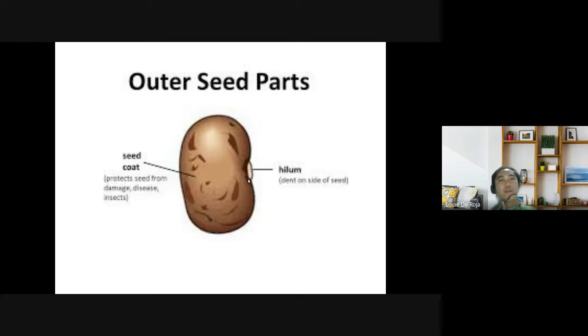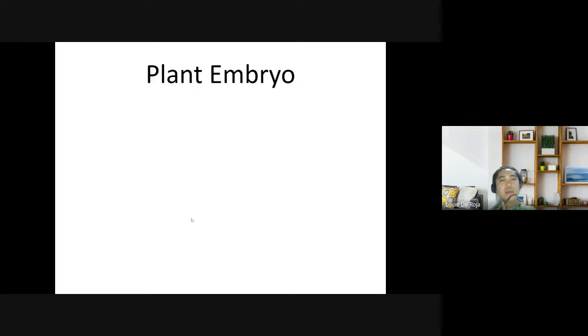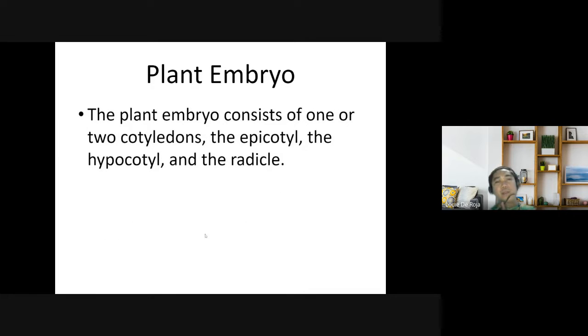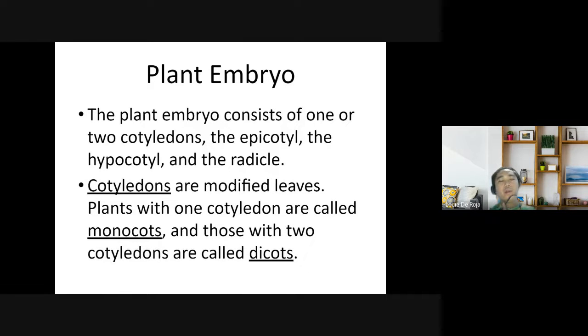Okay, these are the outer seed parts. This is the seed coat, this is the hilum. The seed coat protects the seed from damage, disease, or insects. This is the plant embryo. The plant embryo consists of one or two cotyledons, the epicotyl, the hypocotyl, and the radicle. Cotyledons are modified leaves. Plants with one cotyledon are called monocots, and those with two cotyledons are called dicots.